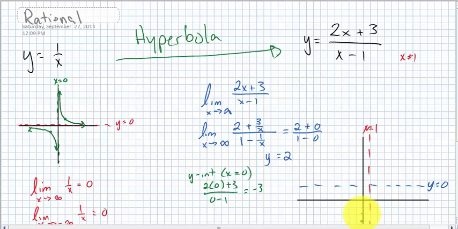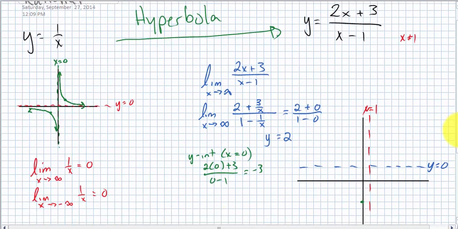How about the x-intercept? X-intercept is always good. X-intercept is when y equals 0, and since this is a fraction, the only way that fraction can become 0 is if the numerator equals 0. So when does 2x plus 3 equal 0, guys? Well, that happens at x equals negative 3 halves, negative 1 1/2.